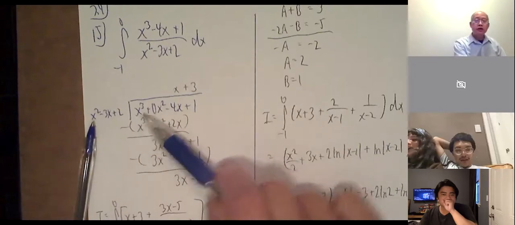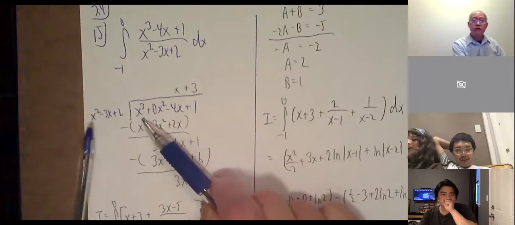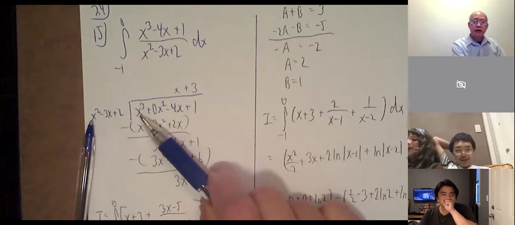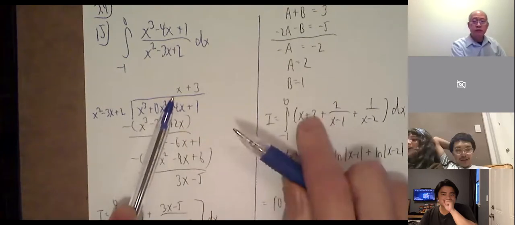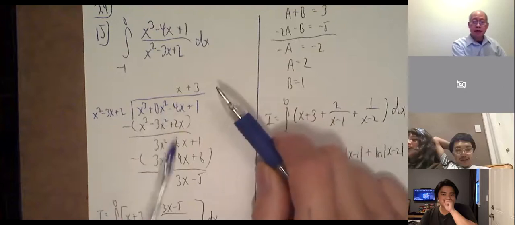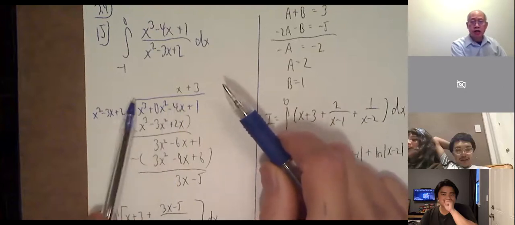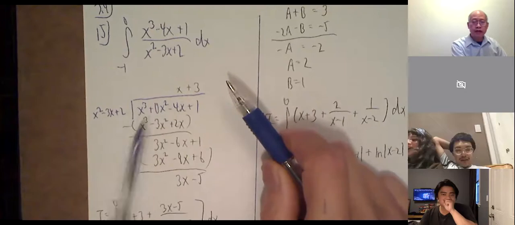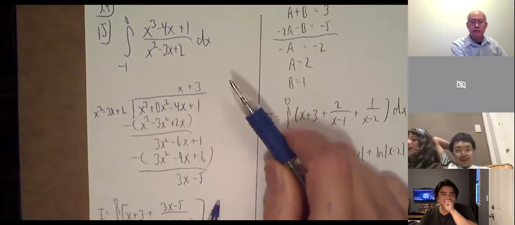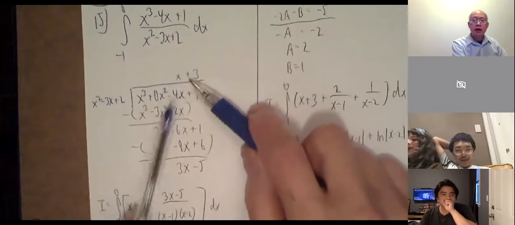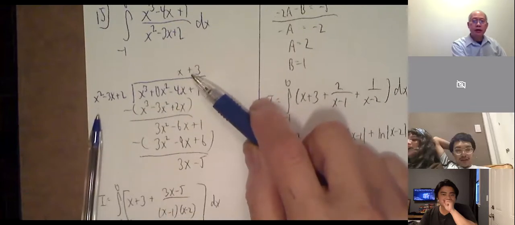So I look at the first thing here and the first thing here. What do you multiply this by to get this? How do you go from x squared to x cubed? You multiply by x. So I put the x over here and line it up. Notice there are separate columns. This column is reserved for x cubed. This is all x squared. This is all x, and this is all numbers.